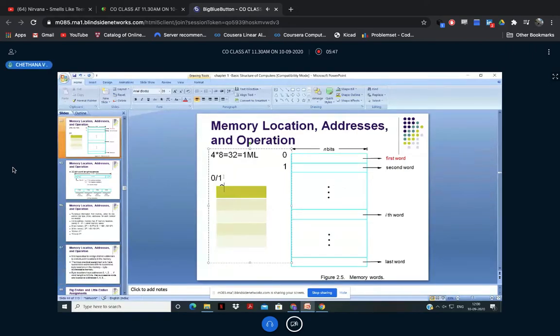Suppose I'll be having 2 bits of data. What is 2 bits of data? Either 0 0, 0 1, 1 0, or 1 1. This is the case of data. So how many locations are actually required?